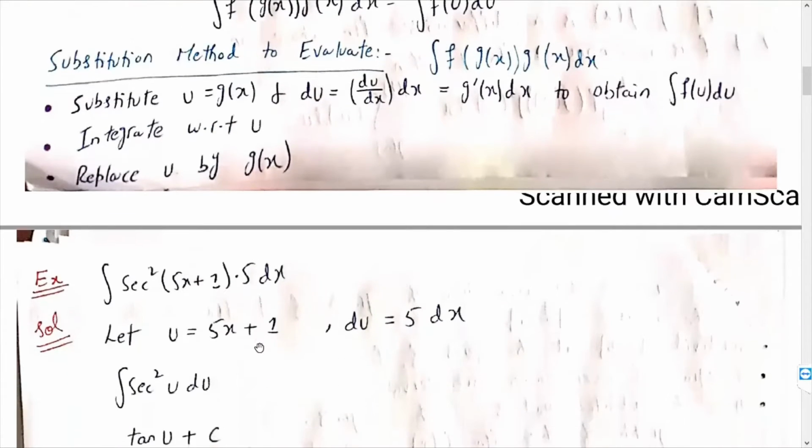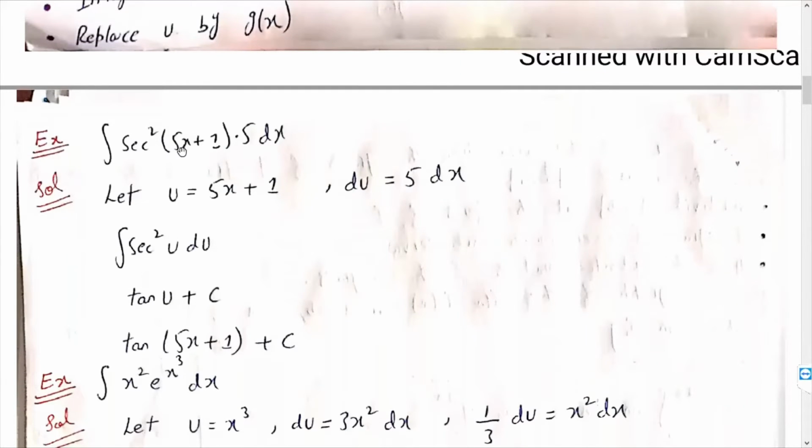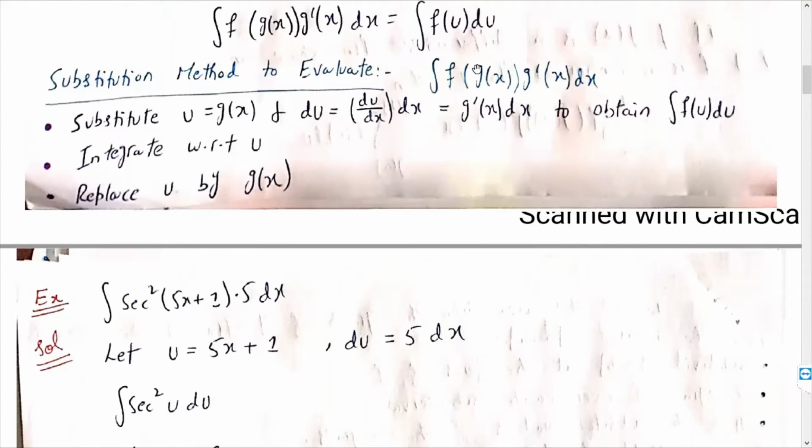Now here is an example showing the substitution method. Integral of secant square of 5x plus 1, into 5 dx. This particular question is in the form of the general expression: integral f of g of x into g dash of x dx. It is basically in this form: a function within a function multiplied by the derivative of the inner function.